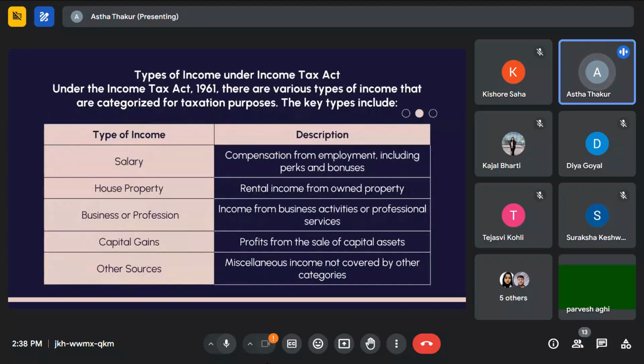So these are the types of income under the Income Tax Act. First one being salary, house property, business or profession, capital gains, and other sources. Salary would include compensation from employment, including perks and bonuses. House property would include rental income from your own property, and so on.